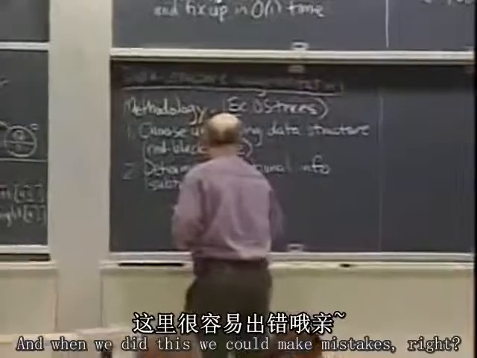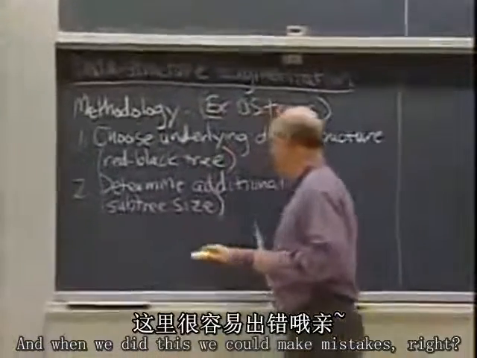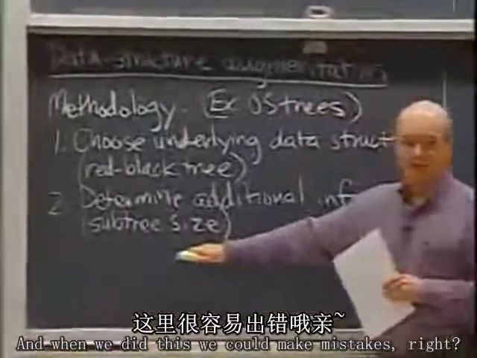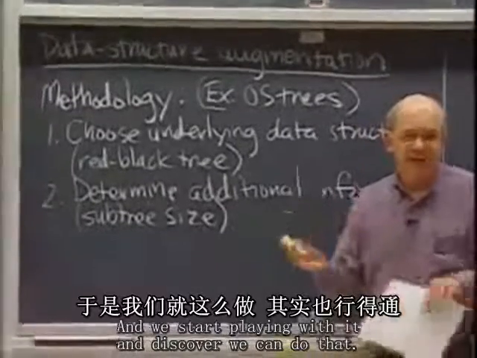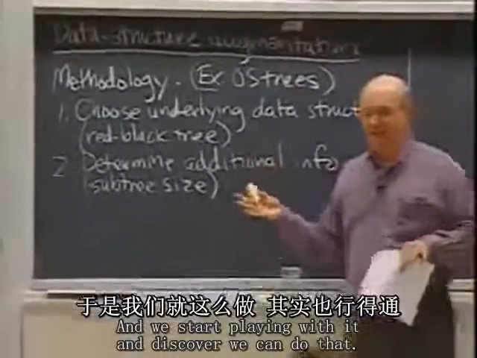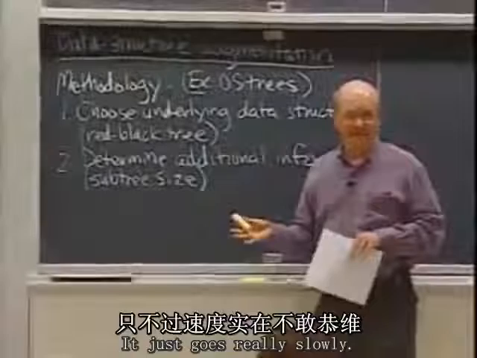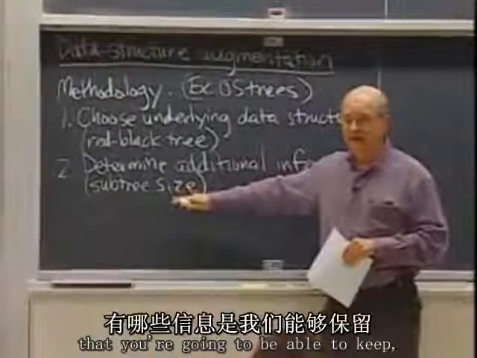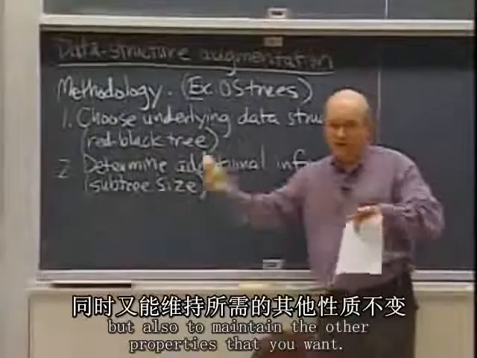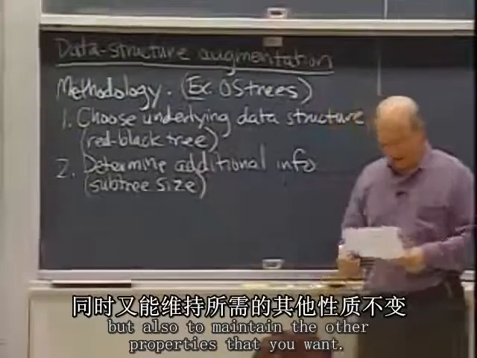And when we do this, we could make mistakes, right? We could have said, oh, let's keep the rank. And we start playing with it, discover, well, we can do that, it just goes really slowly. So it takes some creativity to figure out what information you're going to be able to keep, and also maintain the other properties that you want.